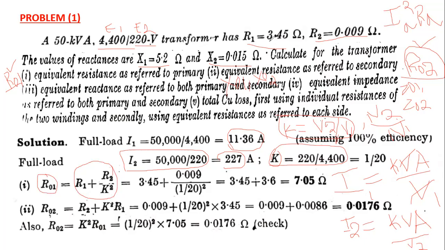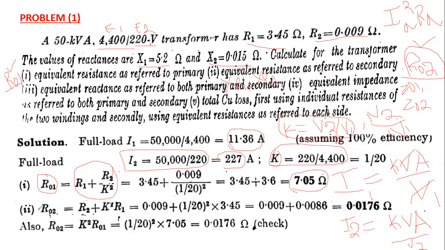What is the R1 value? That is 3.45 plus R2. What is the R2 value? 0.09 by K square. What is the K value? That is 1 by 20 square. Then we obtain its value as 7.5 ohms.